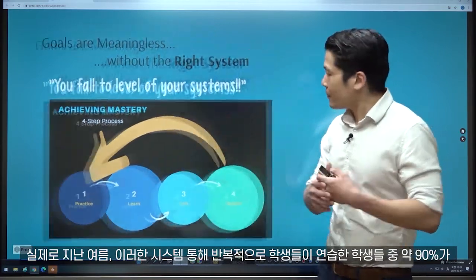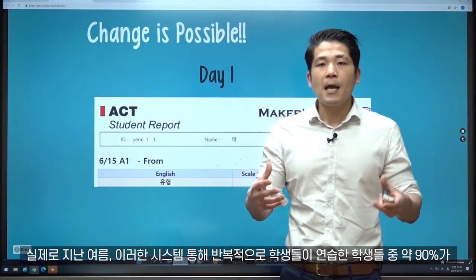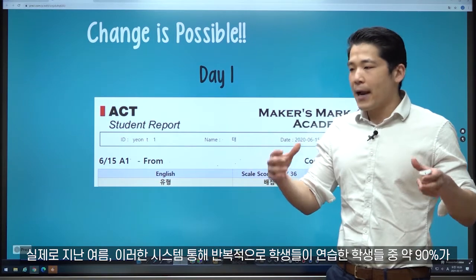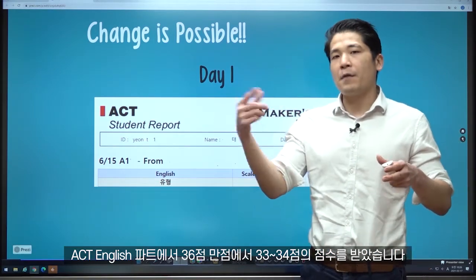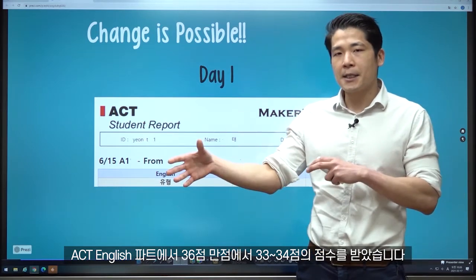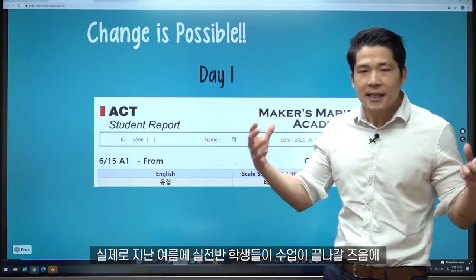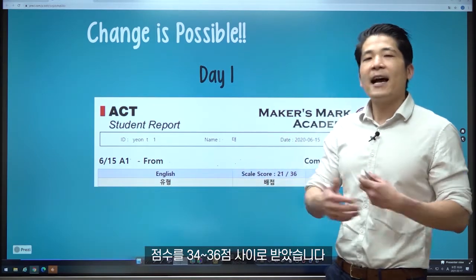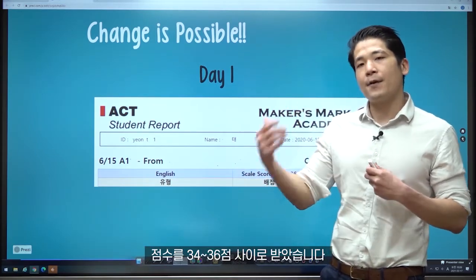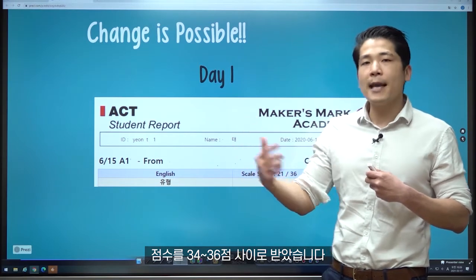In fact, about 90% of the students who go through our program score at least a 33 or a 34 on the ACT English test. So this is statistically proven. Last summer, 90% of our kids scored at least a 34 out of 36 on the ACT English test.